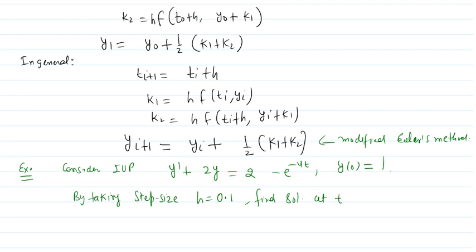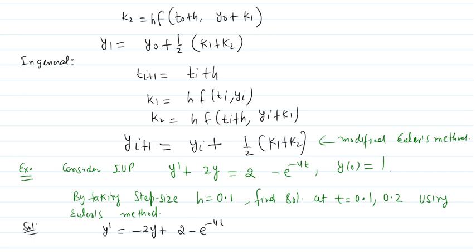find the solution at 0.1 and 0.2 using Euler's method. Okay, so firstly I am writing the equation in standard form. Keep the derivative on the left hand side and take everything else on the right hand side. So this is my f function. y0 equal to 1 means initially t0 is 0, initially y is 1, and step size is 0.1, that is given.